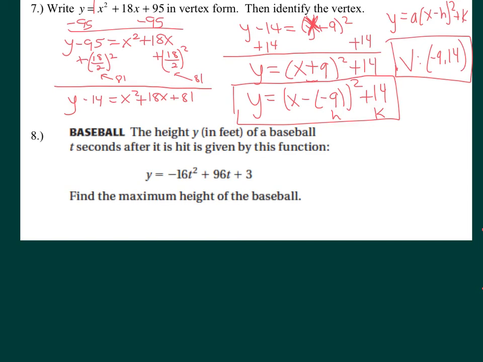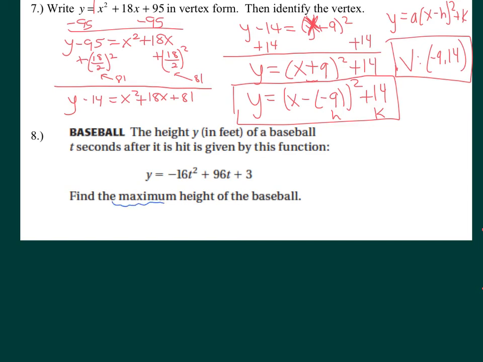Okay, so time for another application problem. Number 8, baseball. The height y in feet of a baseball t seconds after it is hit is given by this function: y equals negative 16t squared plus 96t plus 3. Find the maximum height of the baseball.